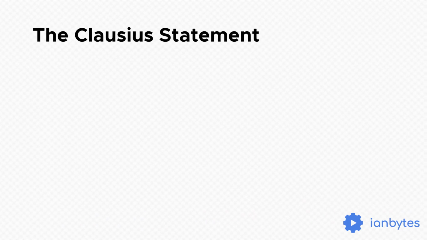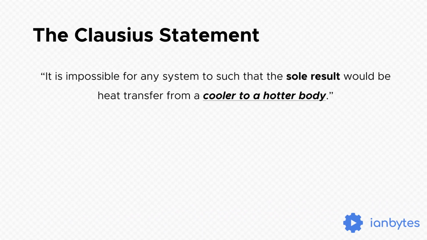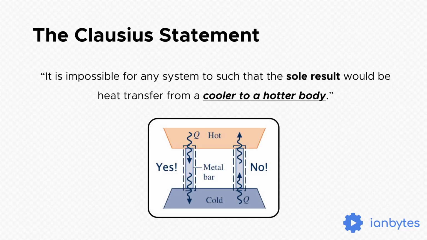Next, we have the Clausius statement. The Clausius statement says that it is impossible for any system to produce a sole result so that the heat transfer flows from a cooler body to a hotter body. Sa madaling salita, ang direksyon ng heat transfer ay palaging mula sa mas mataas na temperature papunta sa mas mababang temperature, provided na walang ibang forms of energy such as work input to the system.